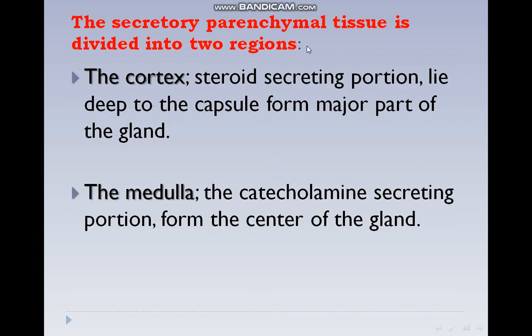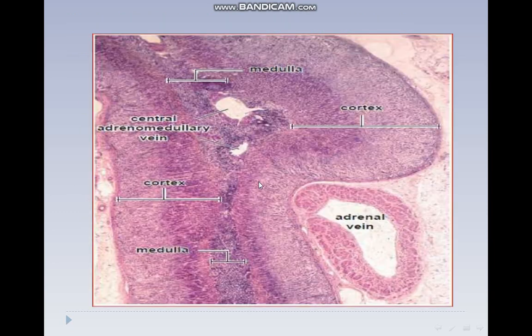The secretory activity of the adrenal medulla is different. In the cortex, the cells are steroid secreting cells that secrete cortisol hormones and are rich in smooth endoplasmic reticulum, while in the medulla they are protein secreting cells, including catecholamine. So they are distinct in their hormonal secretion.